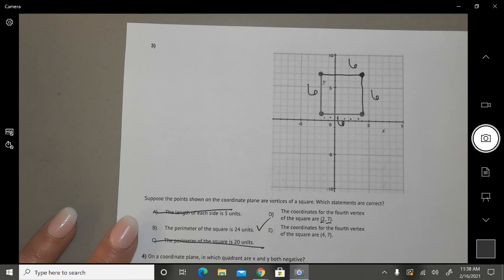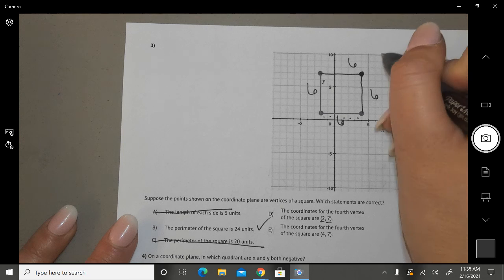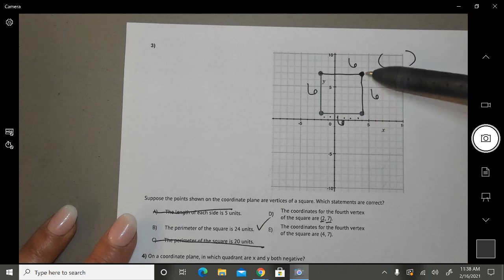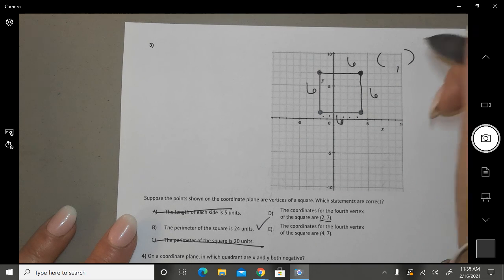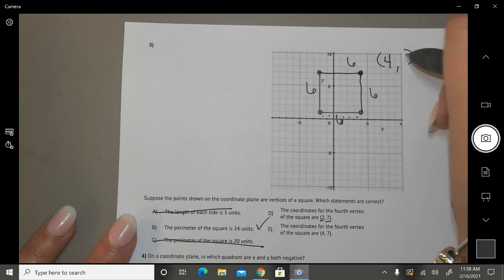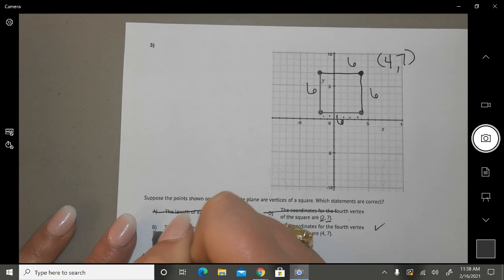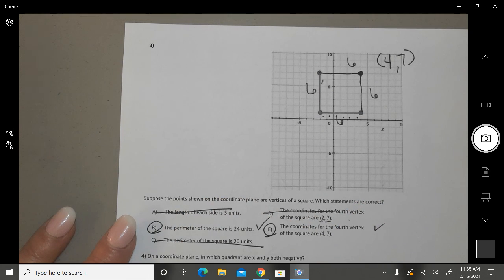Do we go over X or up Y first? Over X, then up Y. So over X, how far over is this? 4. And how far up is it? 7. So is D true? Yes. Wait, I thought D was E. Is E true? Yes. So our answers are E and B.